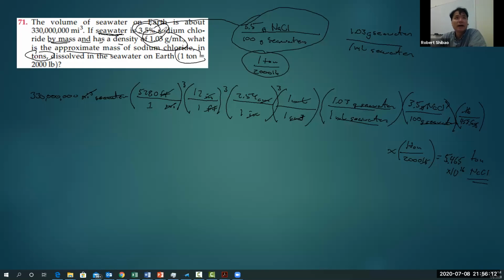Okay, yeah, how many sig figs do we have? Well, this, I don't know. I'd call that probably 2 sig figs. This is infinite, that's exact. This is how many sig figs? 1.03 grams per milliliter. This is 3 sig figs, good. The density is only 2 sig figs. This is 4 sig figs, you're right. This is infinite. So it looks like we're only allowed 2 sig figs. So rounding this to 2 sig figs, we get 5.5 × 10^16 tons of NaCl.